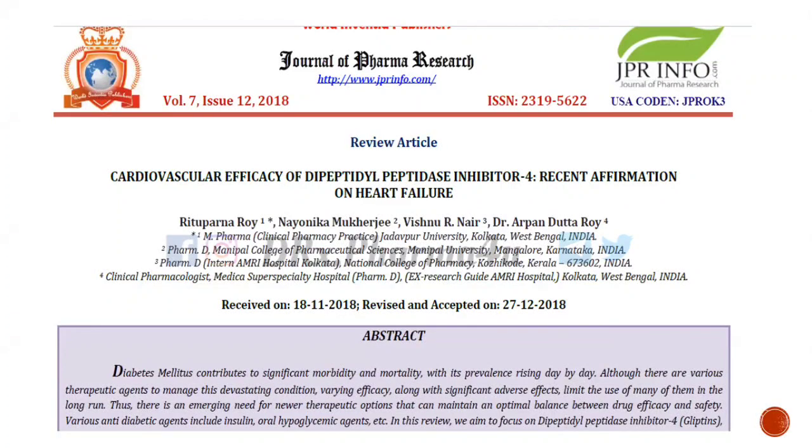But again, as I said, it is not always necessary that all the molecules we have mentioned here will definitely cause heart failure. It depends on person to person, how they respond to the medicine, how the body responds to the medicine. And definitely it also depends on individual comorbid conditions or risk factors. So a lot of things need to be taken into consideration.